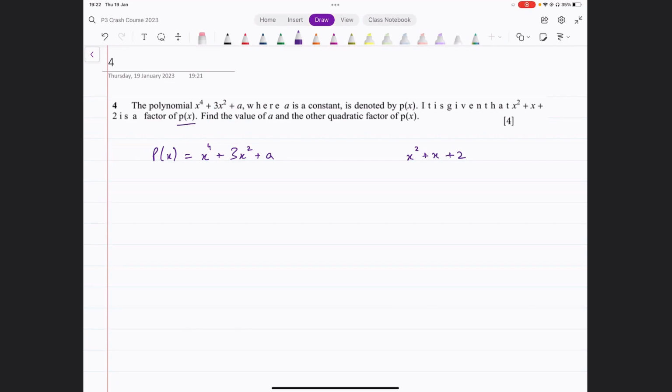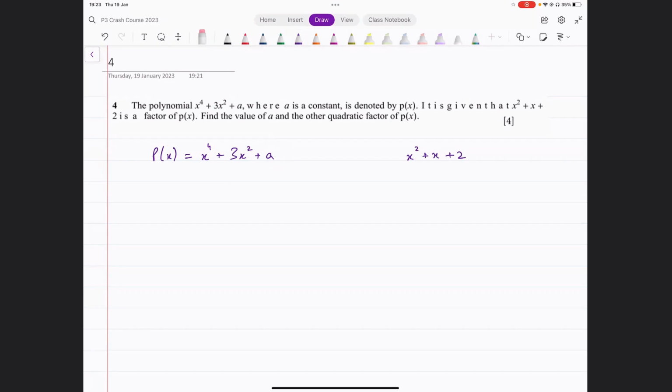What we need to do is find the value of a and the other quadratic factor of this polynomial. So one factor is given, that's x squared plus x plus 2. We don't know the other factor, that's one thing. And we also do not know the value of a. We need to find the value of a here.